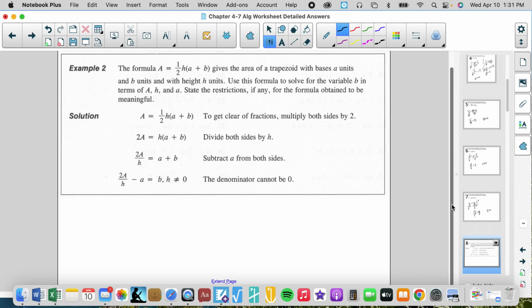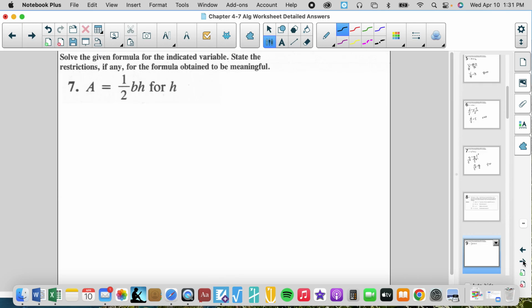The formula, area equals 1/2 times the height times the quantity a plus b, gives you the area of a trapezoid with bases a and b. Okay. So we're going to solve for h. Now here is a little bit of a tricky one. I'll do the longer form of this.